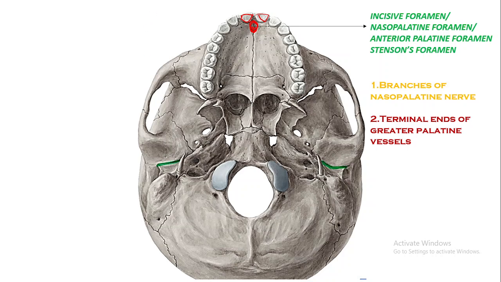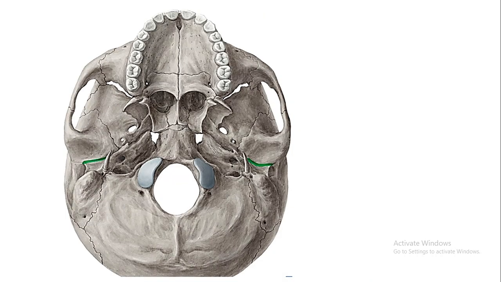So this is the incisive foramen or nasopalatine foramen. Next is the greater palatine foramen. So this greater palatine foramen is present in the posterior part of the hard palate, the posterior most part of the hard palate on both the sides. It is usually present at the junction of the maxillary bone and palatine bone.